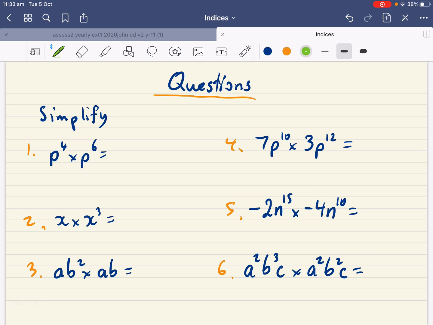Okay, this is it for our lesson. There are 6 questions for you to do yourselves. So pause the video, copy these questions into your book, and have a go at answering them. Once you've answered the best you can, and you're happy with the answers you've got, unpause the video and I'll put the solutions in, and you can see how much you actually understand of index law number 1.